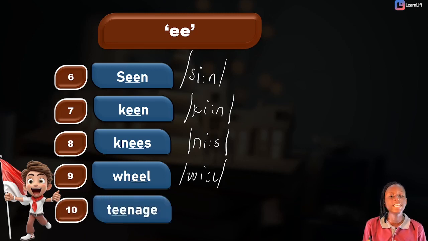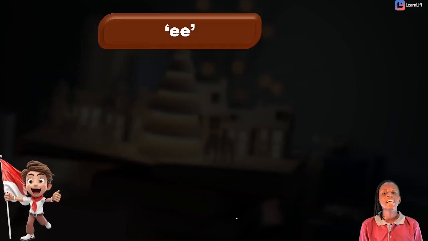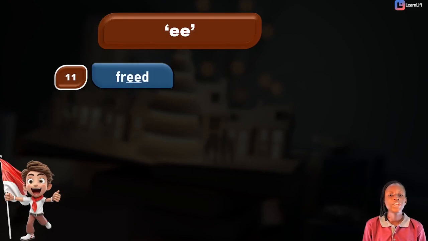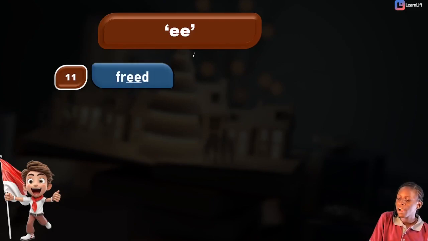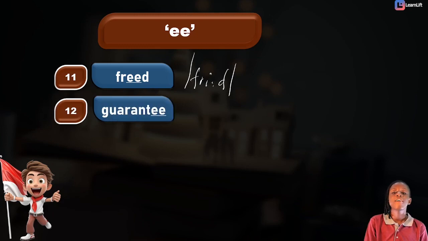Next, we have teenage. Teenage. My teenage is transcribed as these. Teenage, okay? Next, we have freed. My freed is transcribed as these. Freed, just as it is pronounced. Freed. Next, we have guarantee.